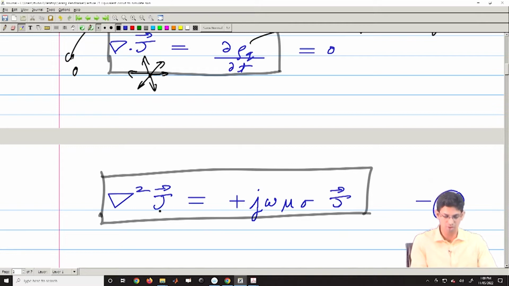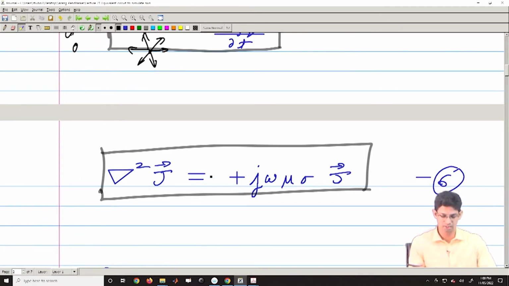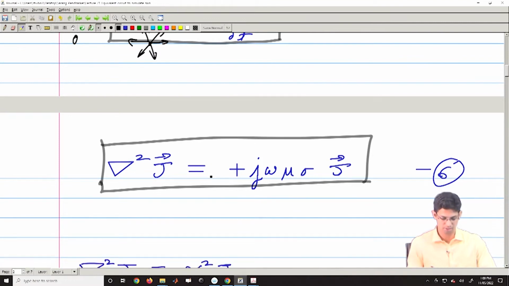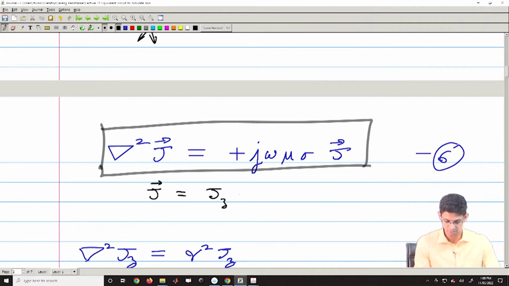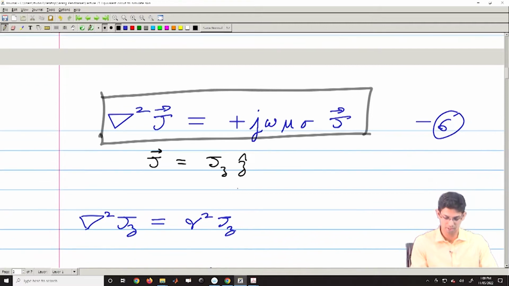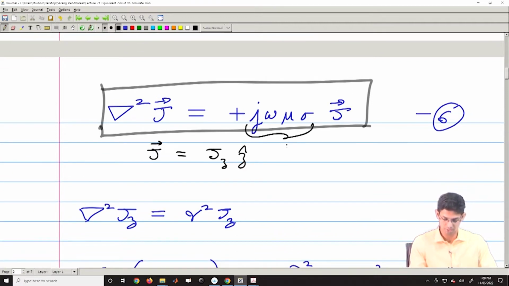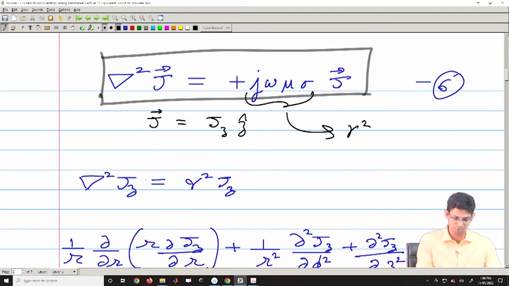Now, this will be true for all the components of J: Jx, Jy, Jz. However, in our geometry we had taken that the current is flowing only along the z direction. So, my J is along z hat. So, therefore, I can now write it like this. Here again this part is my gamma square. So, similar to the previous analysis, I am now having an equation like this.